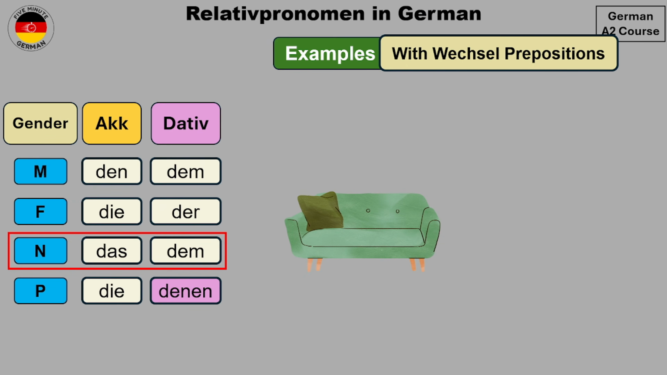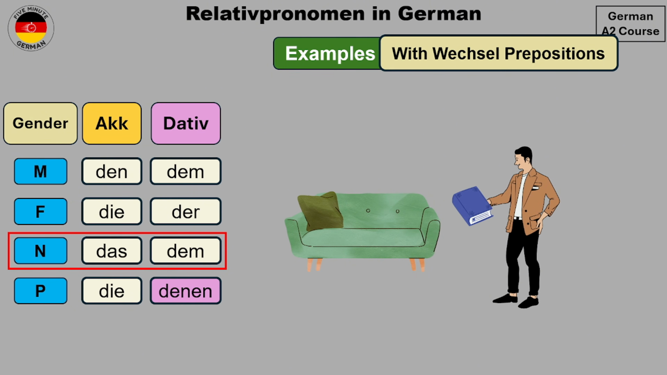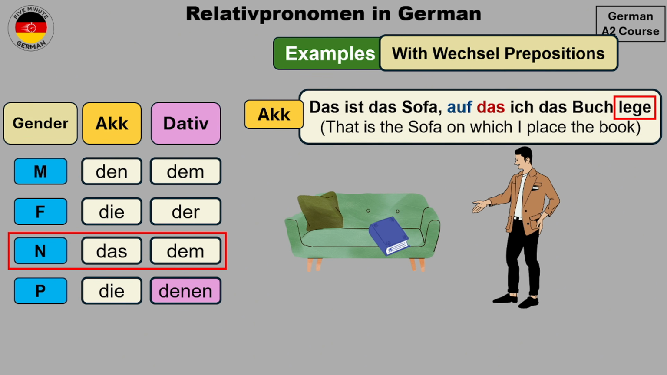So suppose we have this sofa and there is this person who also has a book and he places this book on the sofa. So there was a change of location and also there was movement. We can describe this by saying, Das ist das Sofa, auf das ich das Buch lege. That is the sofa on which I place the book. So you see that we have used the relative pronoun das in accusative over here after the preposition auf, because there was movement. And that's why we also use the verb legen over here, which means to place or to put.